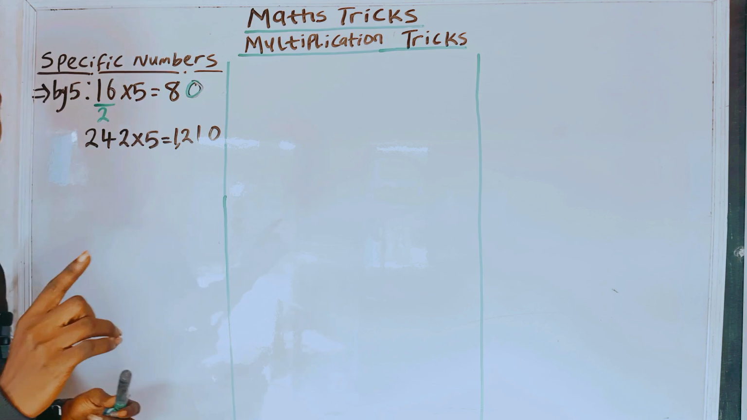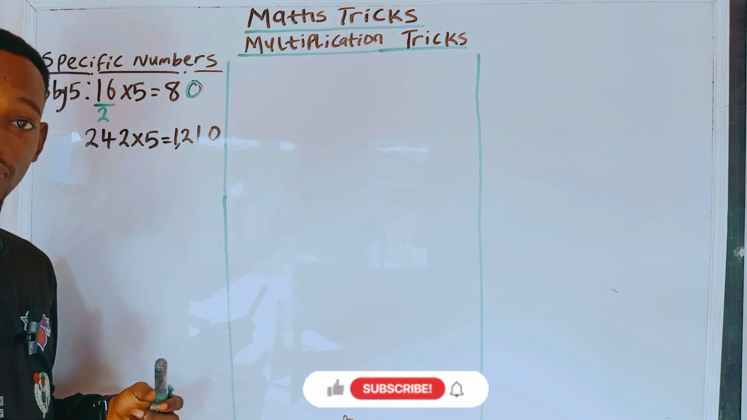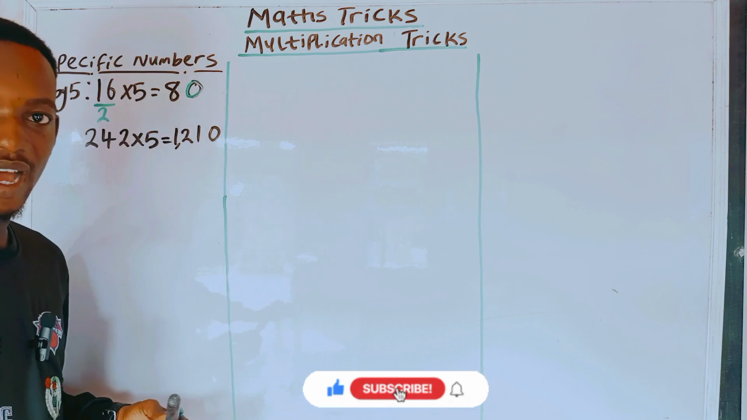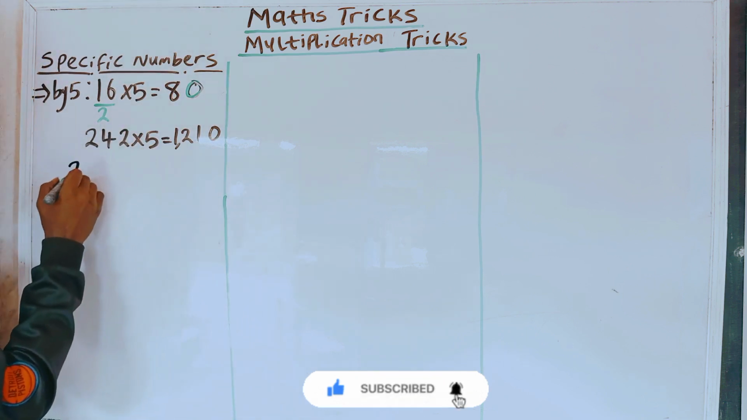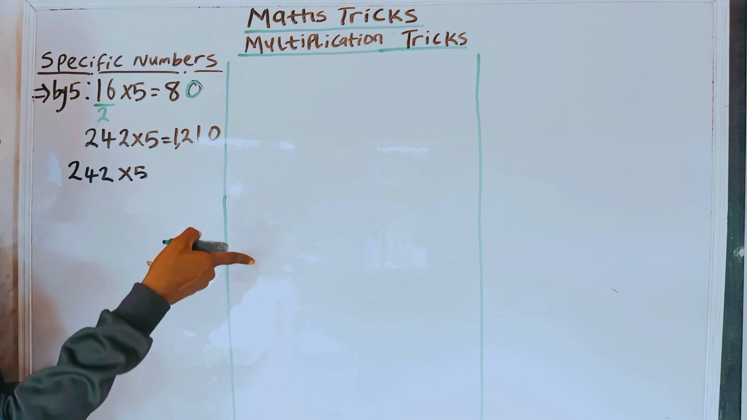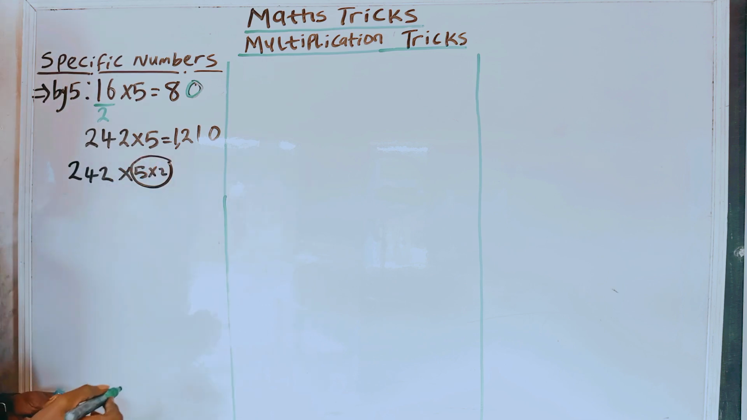Now, the idea is that the easiest multiplication we know is multiplication by powers of 10. Like when you multiply a number by 10, by 100, you just add the number of zeros behind. As simple as that, right? So whenever we are multiplying a number by 5, for example, this 242 times 5, we can easily make 5 become 10, right? By multiplying it by 2. Because we know multiplication by 10 is actually very, very simple.